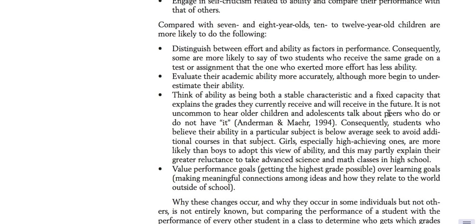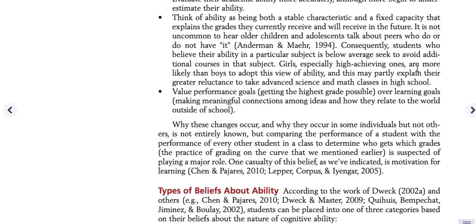Consequently, students who believe their ability in a particular subject is below average seek to avoid additional courses in that subject. Girls, especially high-achieving ones, are more likely than boys to adopt this view of ability, and this may partly explain their greater reluctance to take advanced science and math classes in high school. Value performance goals, getting the highest grade possible, over learning goals, making meaningful connections among ideas and how they relate to the world outside of school.